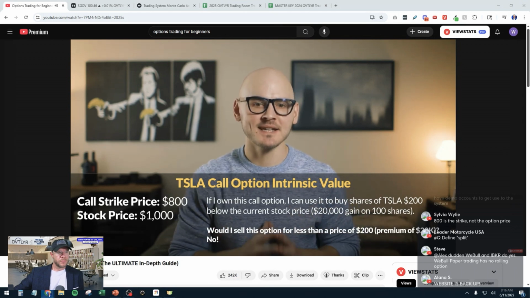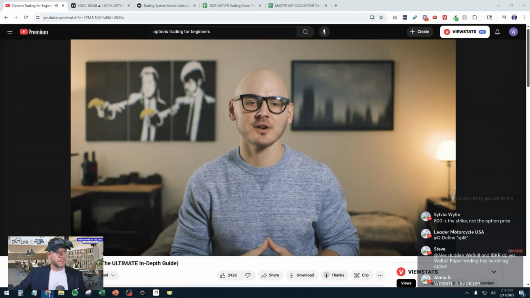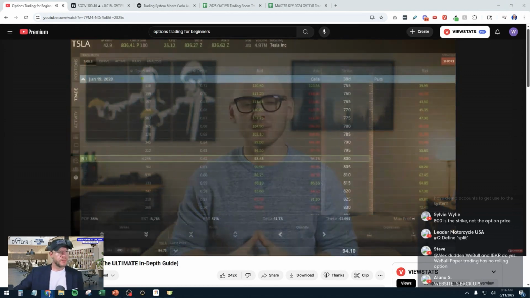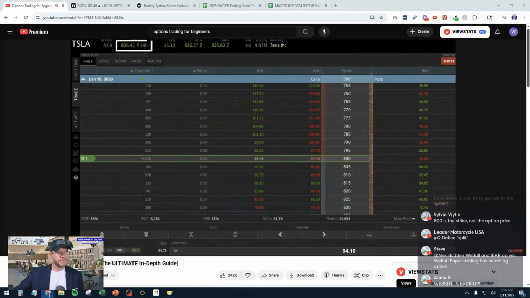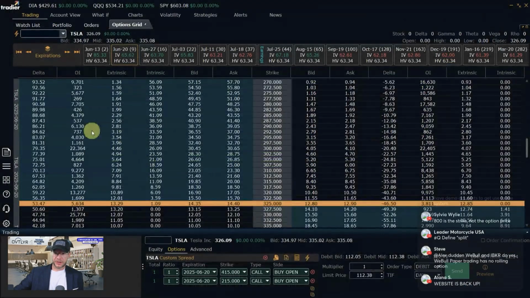So let's go to that Tesla call option example, and let's look at the image where the stock price was currently at around $836 per share. In this image, the share price of Tesla is $836.41. Okay. Current price of Tesla, $326.09.